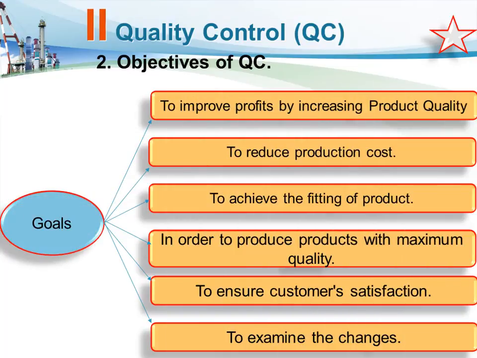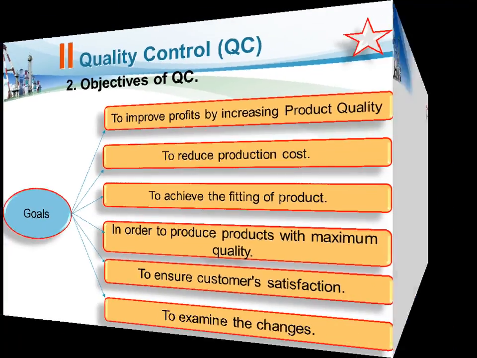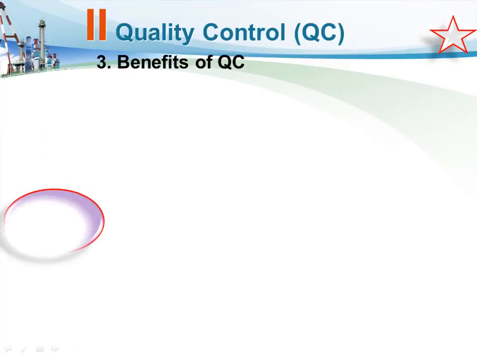The objective of quality control, the goal is to improve profits by increasing product quality and to reduce the production cost. It also achieves the fitting of products, and in order to produce products with maximum quality and to ensure customer satisfaction, and the final examine the chain.